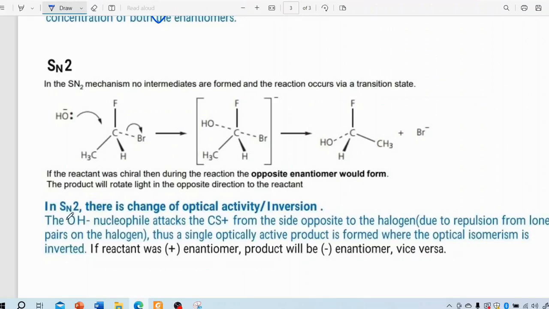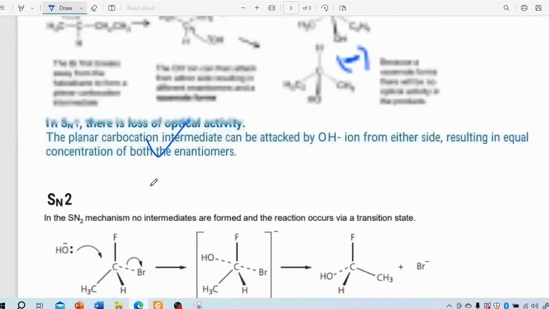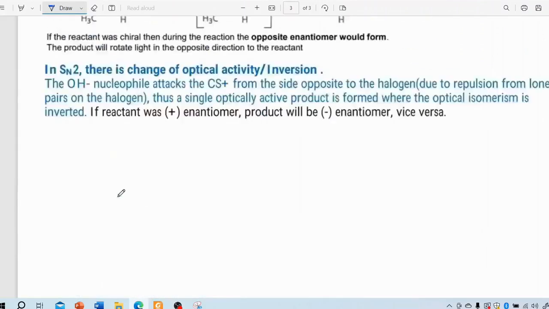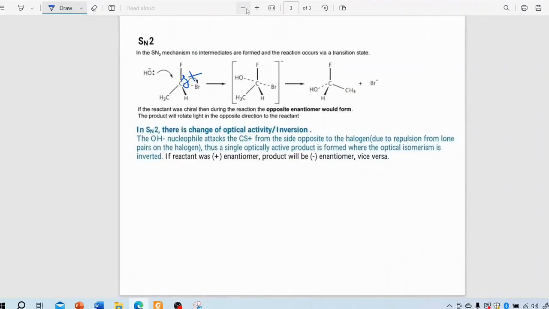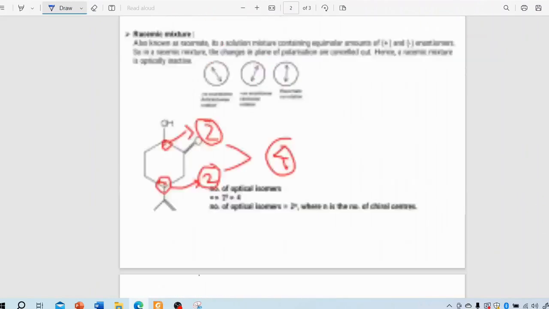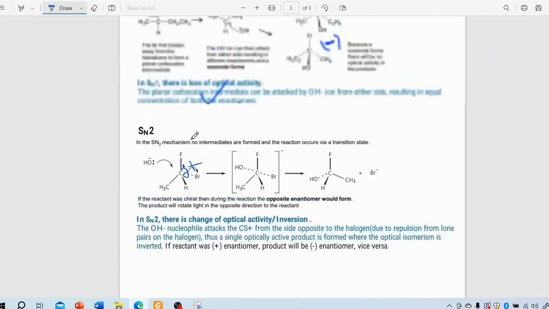So the explanation goes like this. In the SN2 mechanism, there is a change in optical activity, or inversion. In SN1, there is loss of optical activity. In SN2, there is change in optical activity. The OH nucleophile attacks the slightly positive carbon from the side opposite to the halogen. So not from this side, but from this side. Due to repulsion from the lone pair on the halogen, a single optically active product is formed where the optical isomerism is inverted. And we have already read this. So optical isomers is done, and isomerism and chirality finished with this.